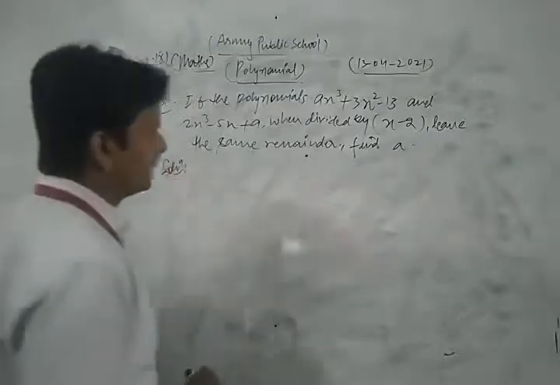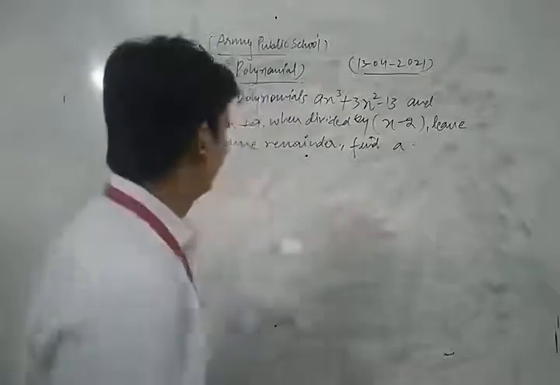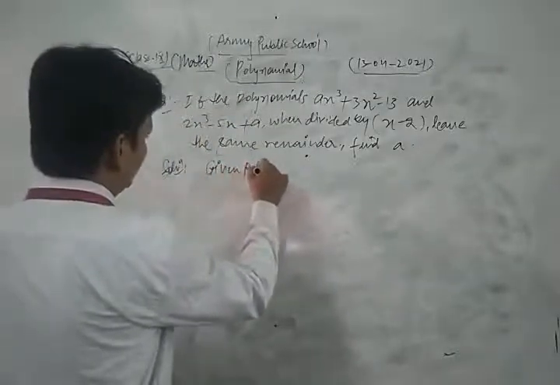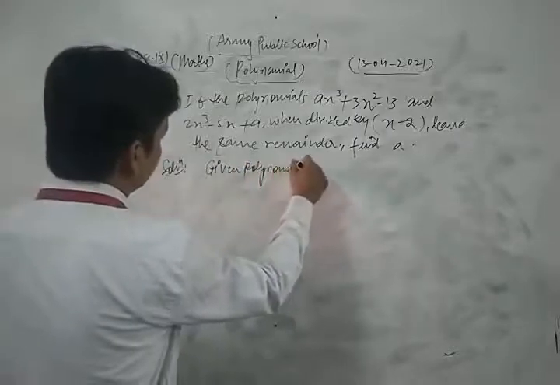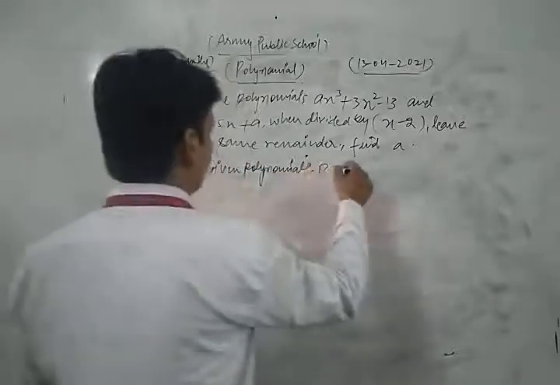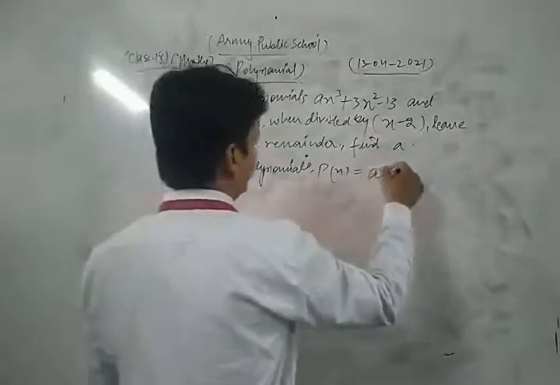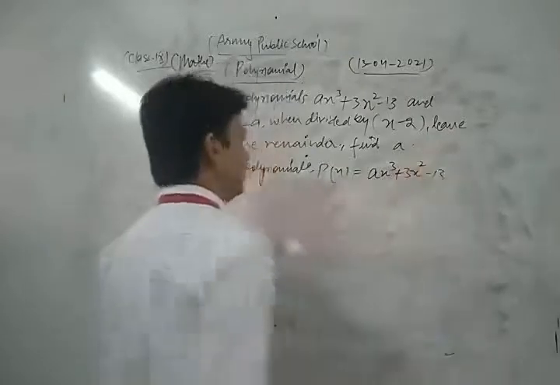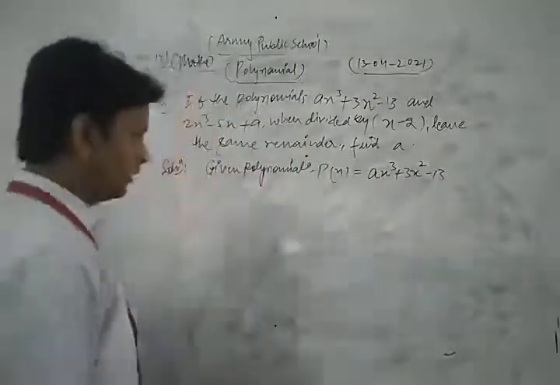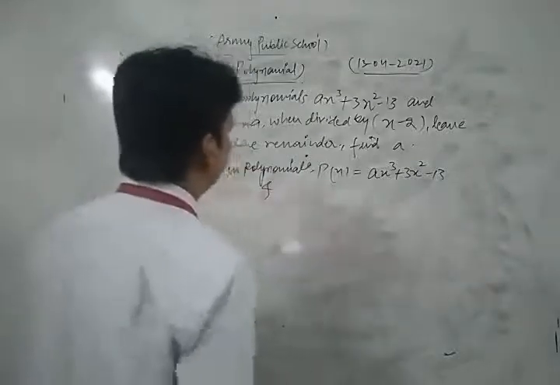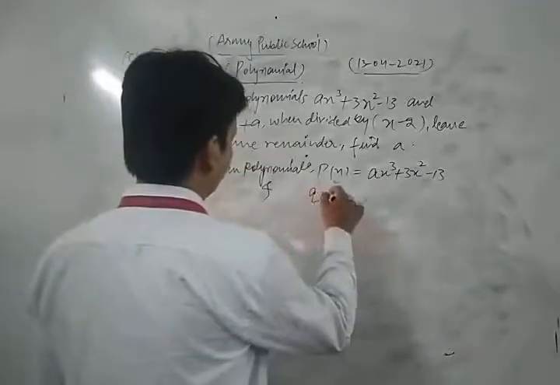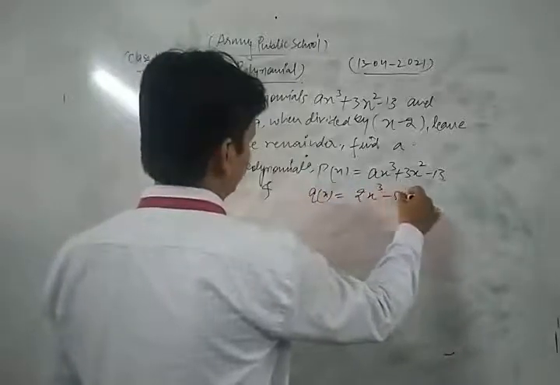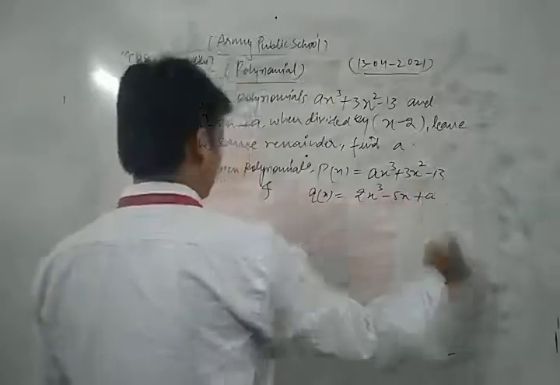First of all, we write the given polynomials. Suppose that first of all we take p(x), the first polynomial, which is ax cube plus 3x square minus 13, and q(x), the second one, is equal to 2x cube minus 5x plus a respectively.